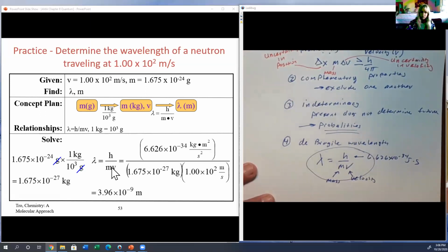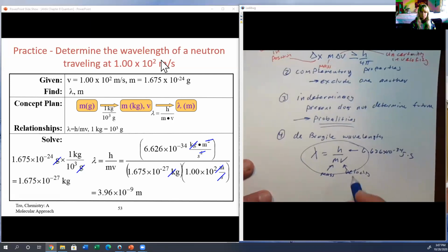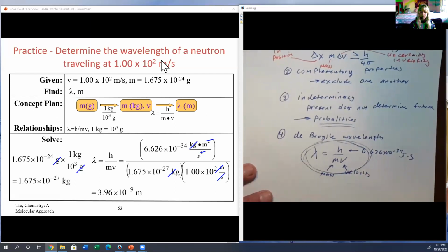Lambda is equal to h over mv. So you put Planck's constant up here. There's the mass in kilograms. There's the velocity in meters per second. The kilograms cancel out. Meters squared cancel out. Second squared cancel out. And you get 3.96 times 10 to the minus 9 meters. So this is the wavelength associated with this particle, and this equation helps you figure it out.